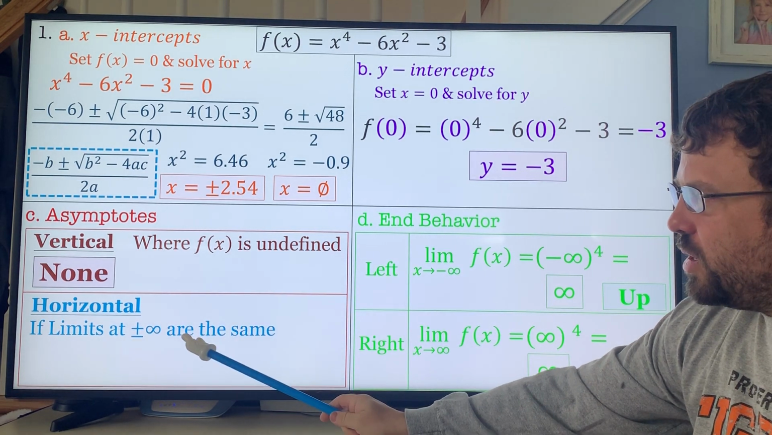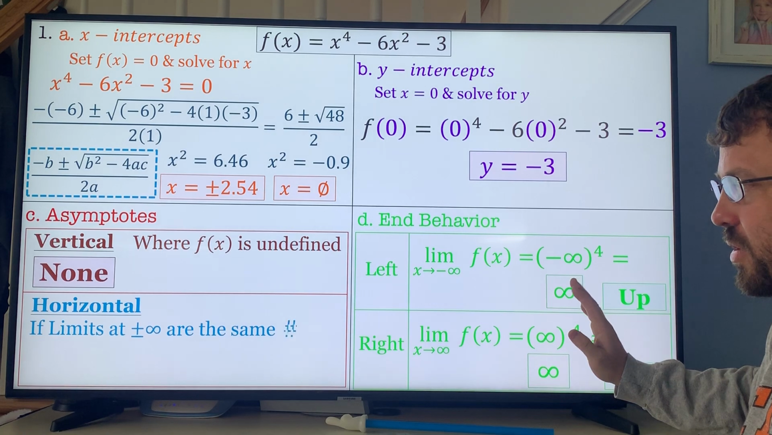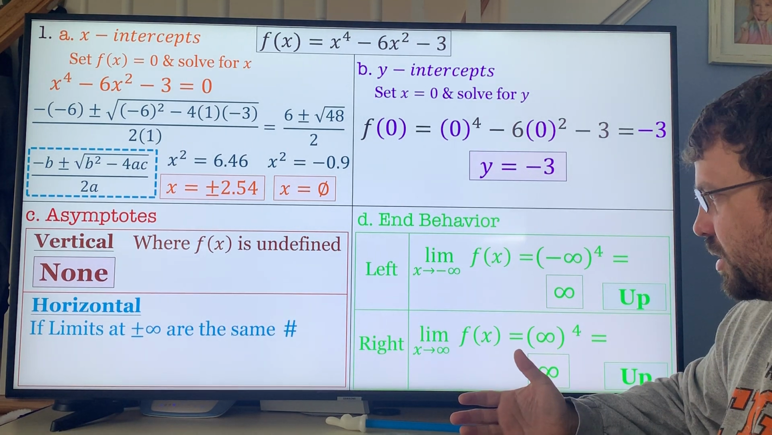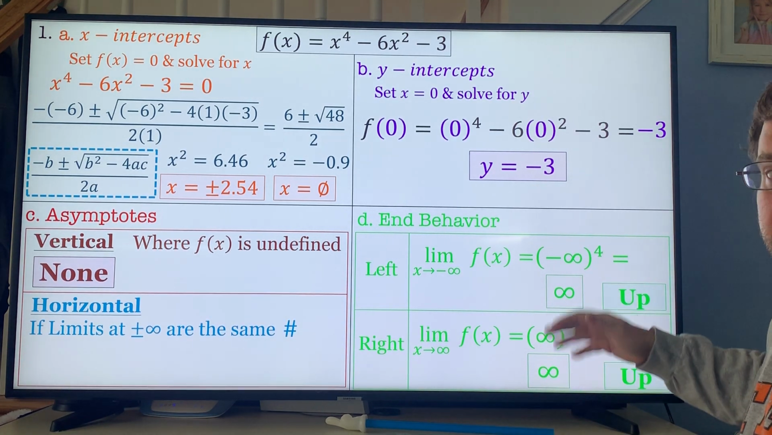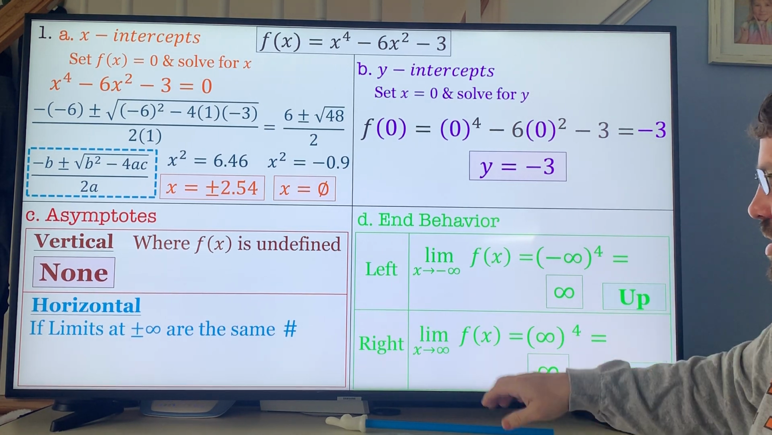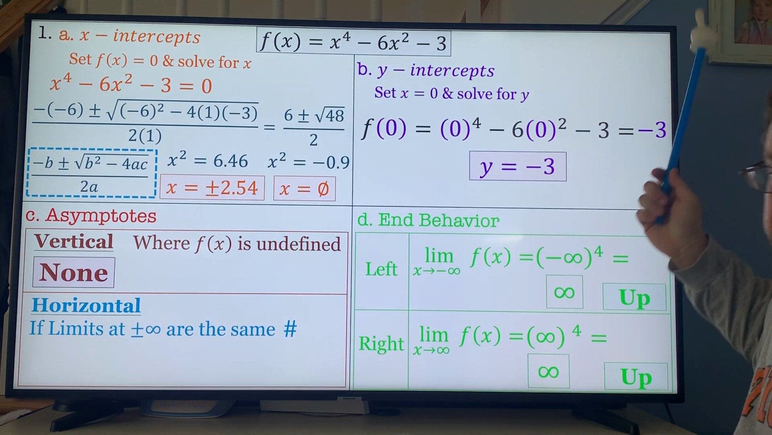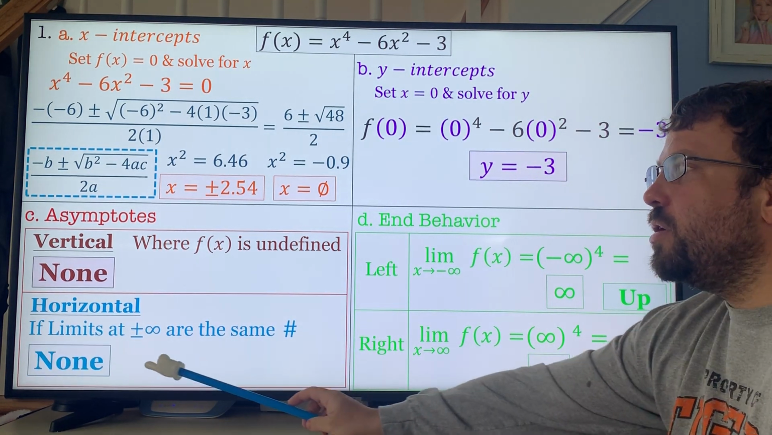Horizontal asymptotes are where the limits are the same. So right here, the limits are both infinity. However, it has to be the same number, okay? It has to be bounded. This is unbounded behavior, so you can't have a horizontal asymptote there, because infinity is shooting up forever, right? Makes sense? There are none there either.